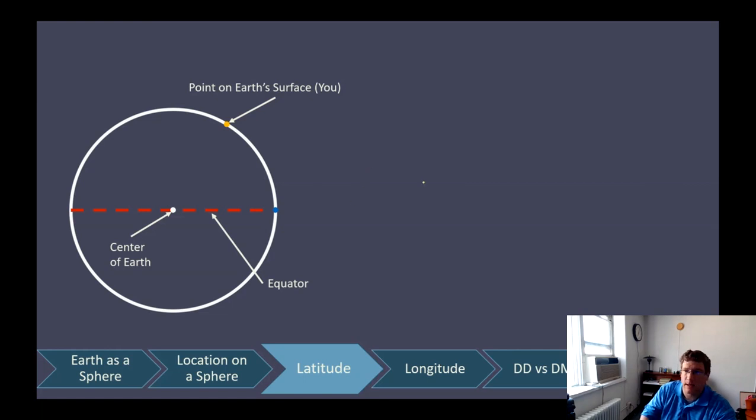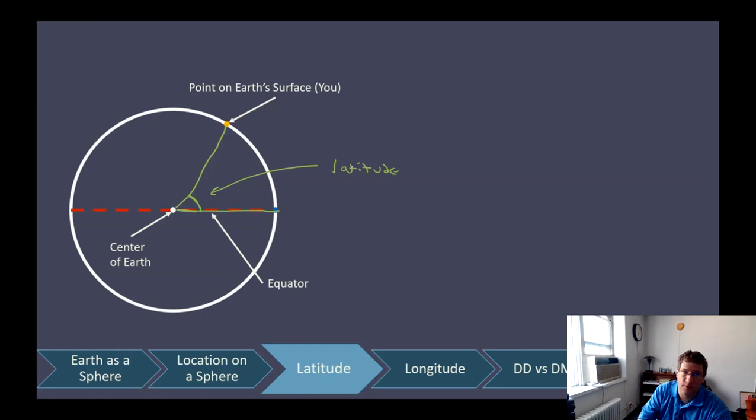What we can do is use the relationship between you, the equator, and the center of the Earth to create an angle. We can go along the equator to the center of the Earth, and from the center of the Earth to you, and we can create an angle here. We call this angle between the equator, the center of the Earth, and you latitude.